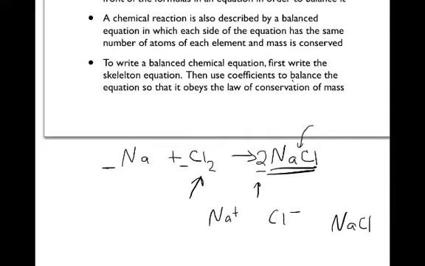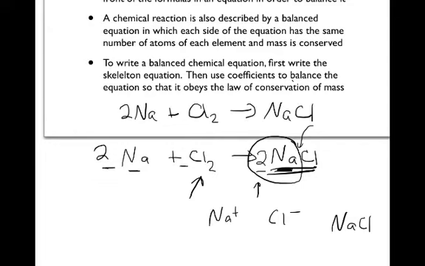Now what that did was mean I've got 2 Nas and 2 Cls. So it kind of messed up my Nas now. Now I've got to go back and balance that out. On this side I now have 2 Nas right there. I need to get 2 over here. So my final equation: 2Na plus Cl2 yields 2NaCl. So there's 2 sodiums, 2 sodiums. I've got 2 chlorines, 2 chlorines. Okay, so it's balanced. It obeys the law of conservation of mass.